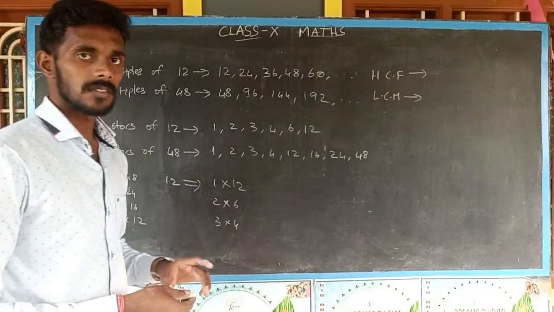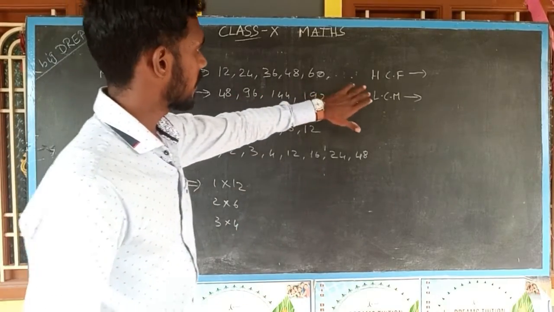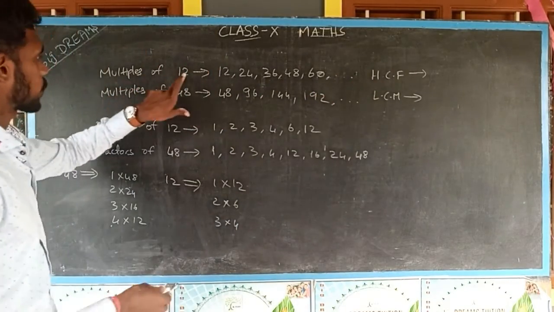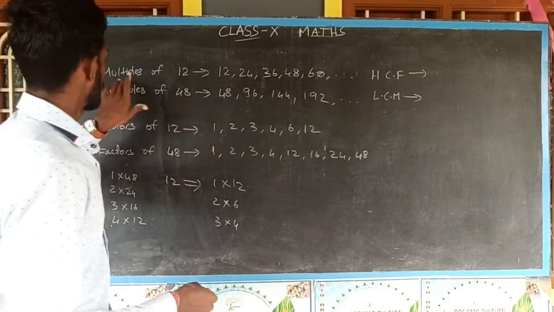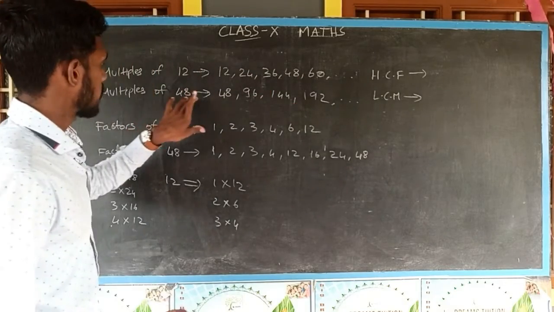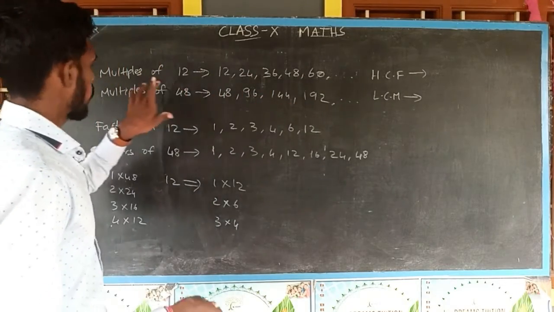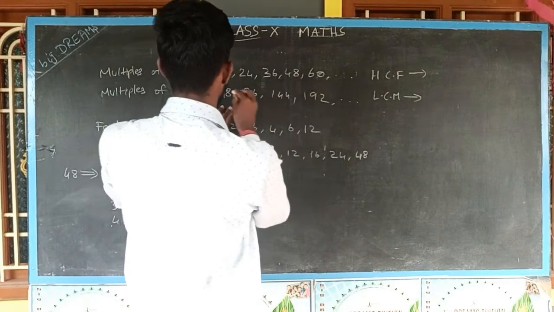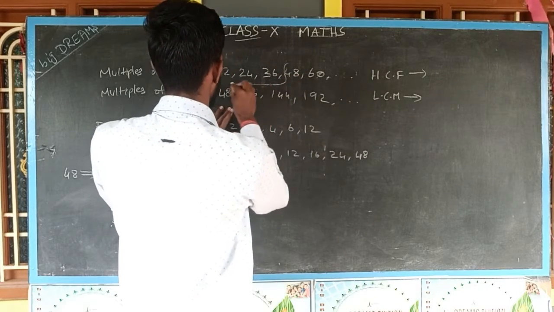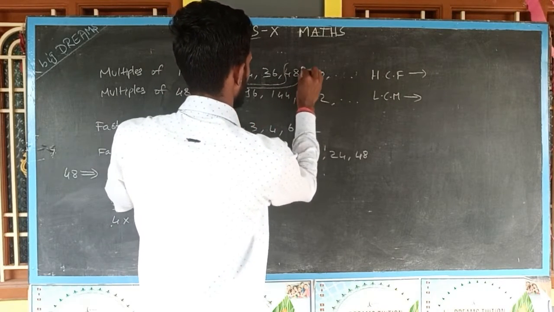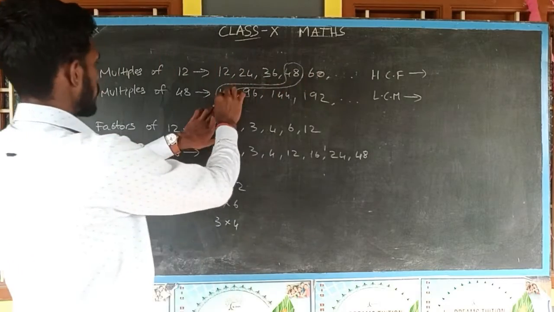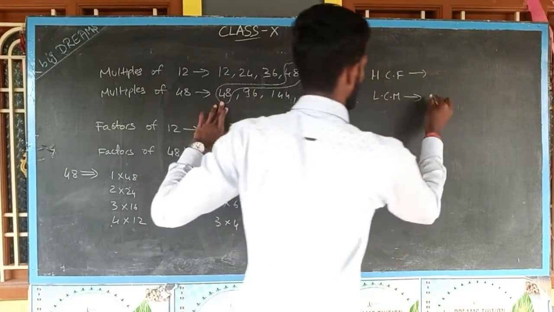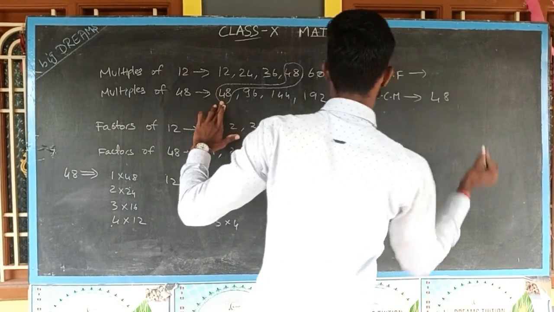Students, let me verify the found values of HCF and LCM of these numbers 12 and 48. See, these are the multiples of 12 and these are the multiples of 48. What is called least common multiple? The least common multiple here is 48. It is the least occurring common multiple between 12 and 48. So, LCM is 48.